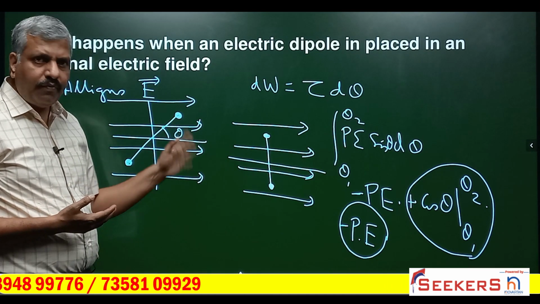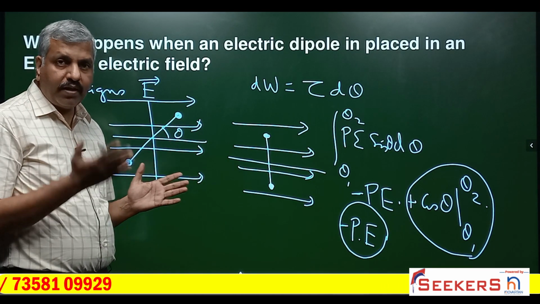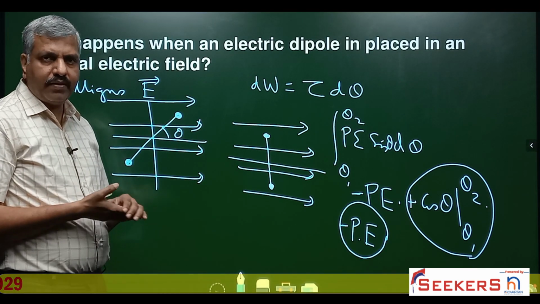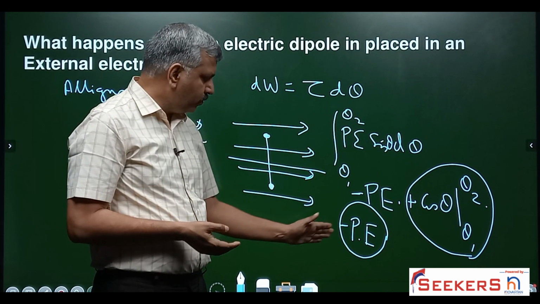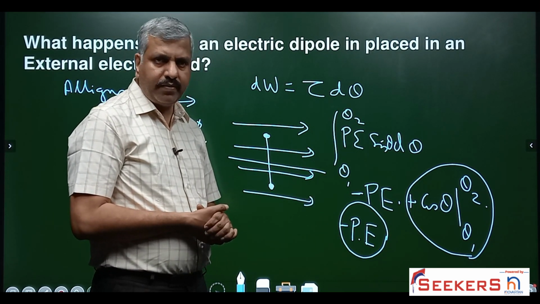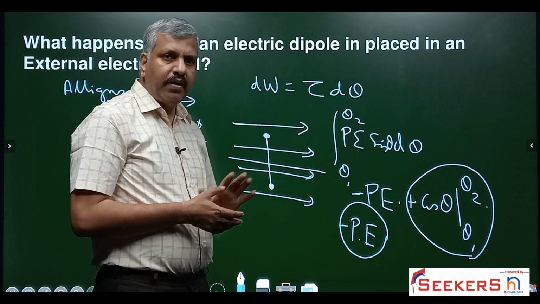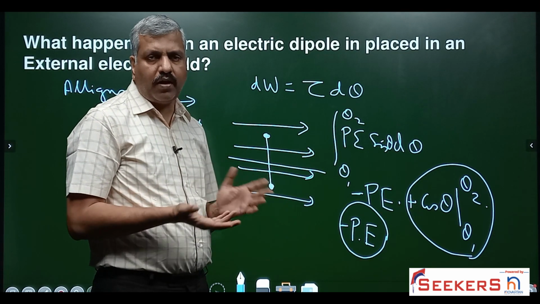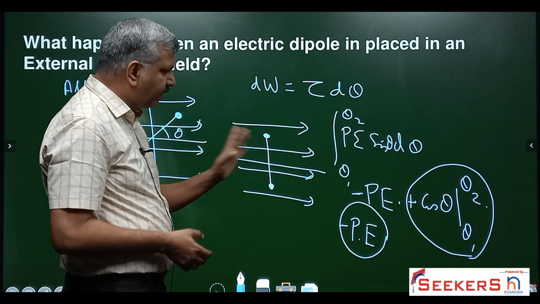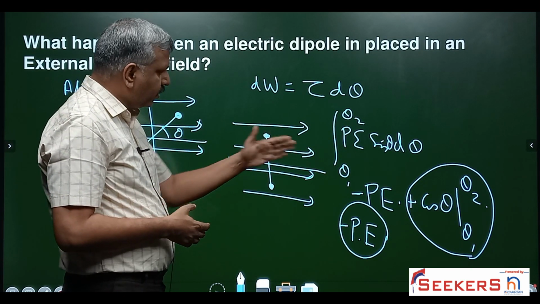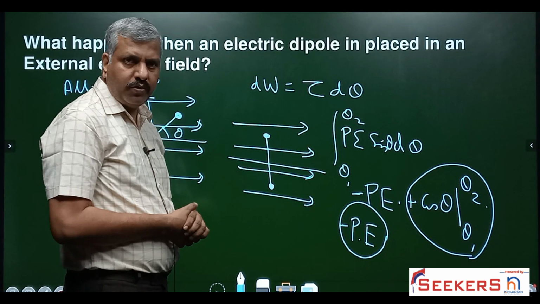Then, if you have a dipole and you are turning it by some angle theta, the work done will be negative of P dot E. Accordingly, we can find out what it is. Now here, remember what theta 1 and theta 2 are. It all depends upon the initial position. In the position that I have drawn, theta 1 will be 90, so theta 2 will be whatever angle you want to change it to.